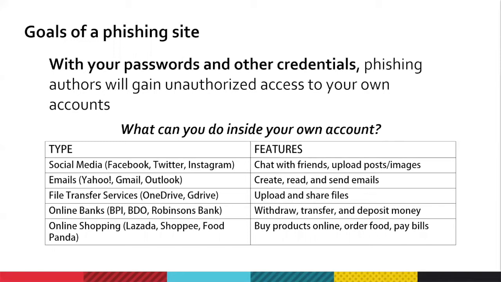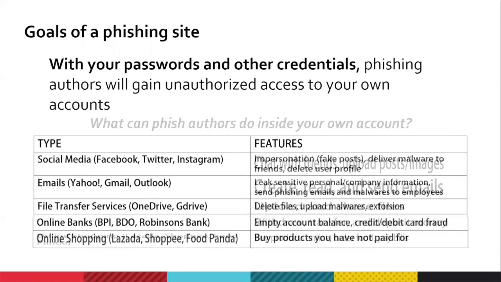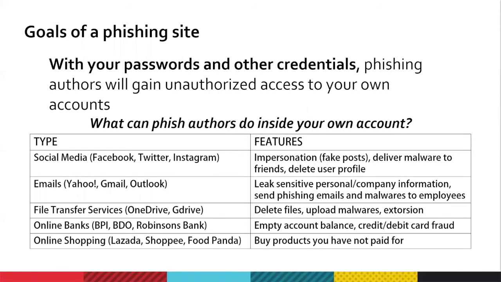But if phishing authors gain access to your account, look what would happen. For social media, you might get impersonation. They might deliver malware to your own friends. They might even delete your own profile. With email, leaking sensitive personal or company information, and also sending phishing emails to your employees. File transfer services like OneDrive and Google Drive can have corruption of files, deleting files, uploading malware, extortion. Online banks, empty account balance, credit or debit card fraud, and online shopping, buying products that you have not even paid for.